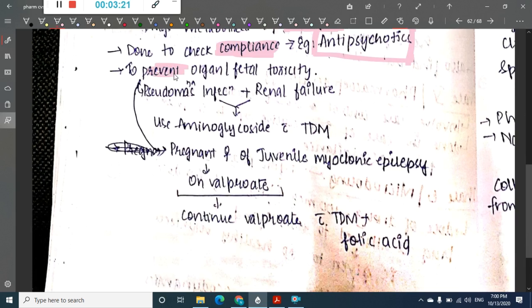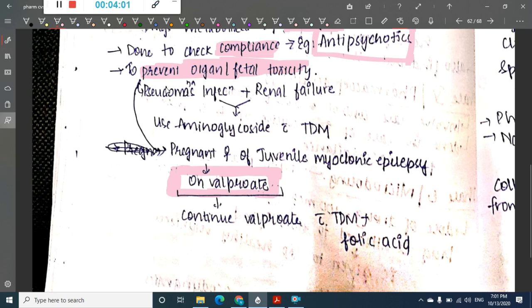Then in order to prevent organ and fetal toxicity also, you can do therapeutic drug monitoring. Like valproate. If you give valproate to a pregnant woman, then there is increased chance of neural tube defects. But in epilepsy, you should not even change the type of anti-epileptic drug, because on changing it, there will be more adverse effects than continuing the same anti-epileptic drug. So in such cases, we will use therapeutic drug monitoring for valproate and we will add folic acid to it also.